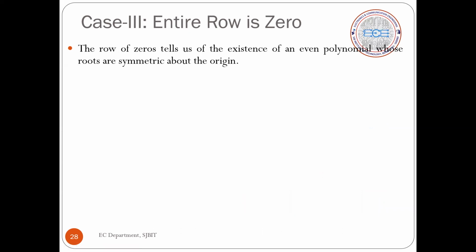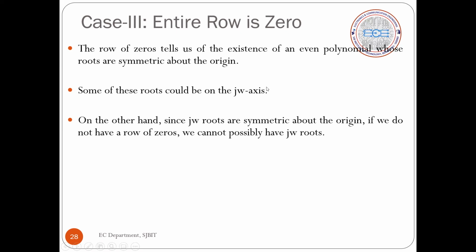Okay, so the row of zeros tells us the existence of an even polynomial whose roots are symmetric about the origin. This is the first point we have to understand. Whenever an entire row becomes zero, we have to conclude that there will be symmetric roots about the origin. Some of these roots could be on the imaginary axis.